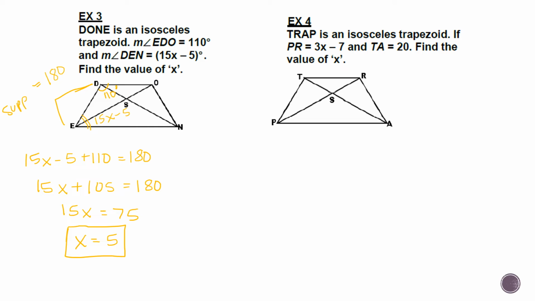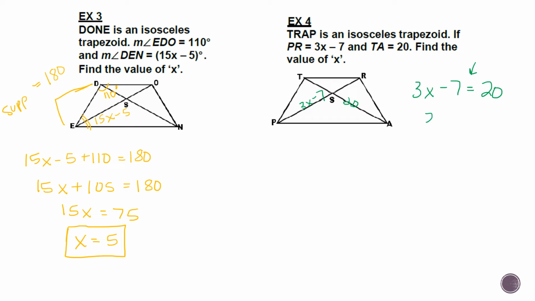Now, in our next example, we have TRAP is an isosceles trapezoid if PR, so the first diagonal, is 3x minus 7, and TA is 20. Okay, since we're talking about diagonals, we have a property that tells us that the diagonals are congruent, and congruent means equal. So it looks like I'm going to take 3x minus 7 equals 20 because my diagonals are congruent, and here we're talking about diagonals, that's why I'm using that equal sign.